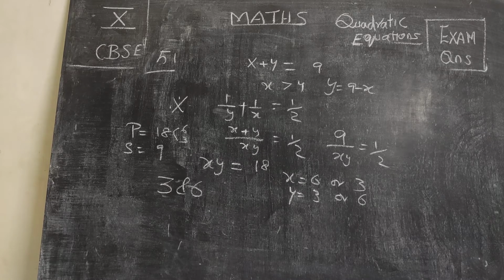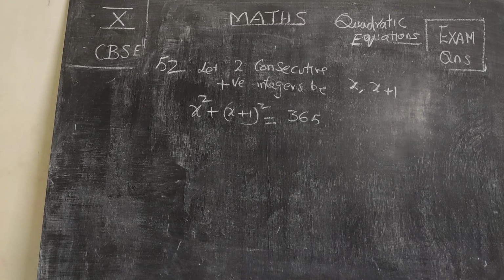The last problem for the day, question number 52. The last problem, a very easy problem. Let two consecutive positive integers be, I am assuming, x and x plus 1. What is the question? Find two consecutive positive integers, the sum of whose squares is 365. Let me assume the two consecutive positive integers as x and x plus 1. So next number x and x plus 1.